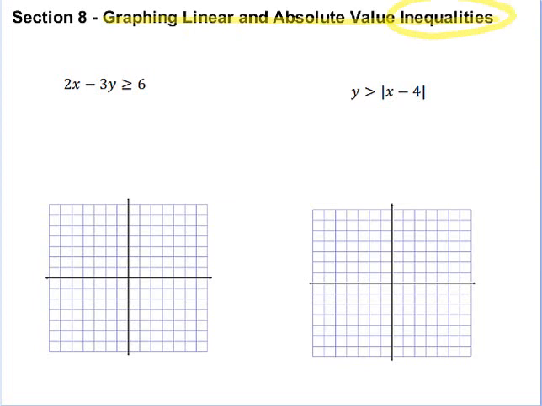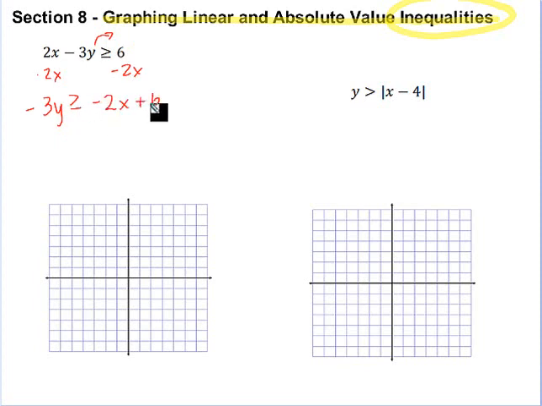So what we need to do first is take a look at the function we're given. For our first example, we have 2x minus 3y is greater than or equal to 6. We're going to get this into a form that we can graph, so we need to get our y alone. I'm going to start by subtracting the 2x. So negative 3y is greater than or equal to negative 2x plus 6. And then we can divide everything by negative 3.